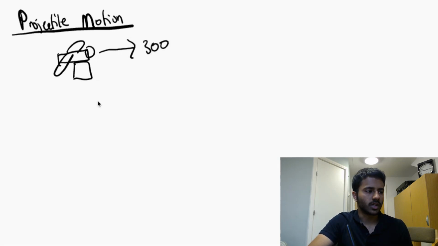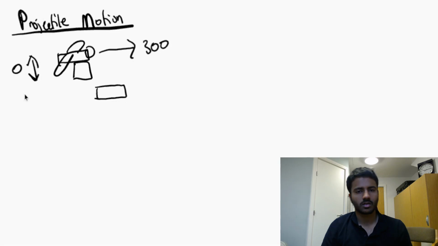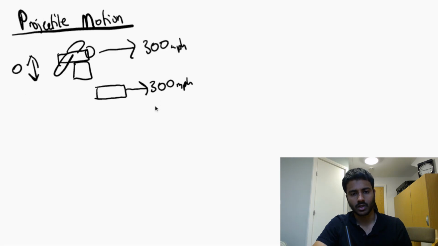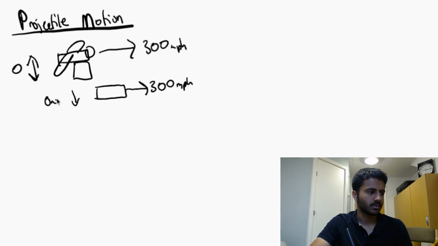When this package is released, at the moment it's released, this plane is not moving vertically at any distance. Its vertical speed is 0. It's just moving horizontally. So when this package is released, it's going to be moving horizontally at 300 miles per hour. And vertically, it's at rest. So in this direction, it's 0 meters per second.